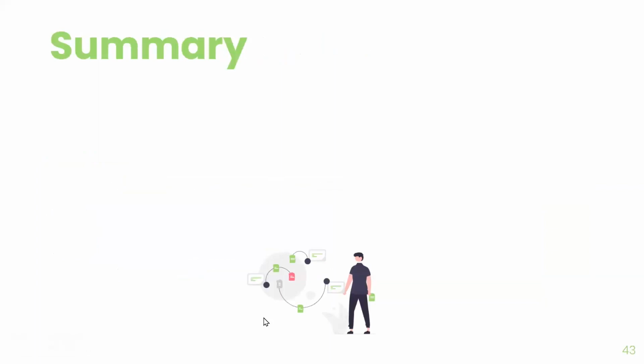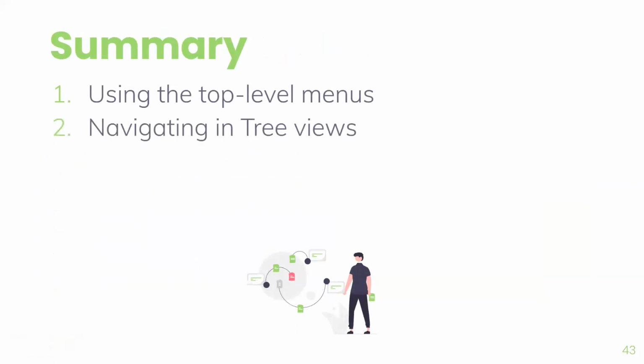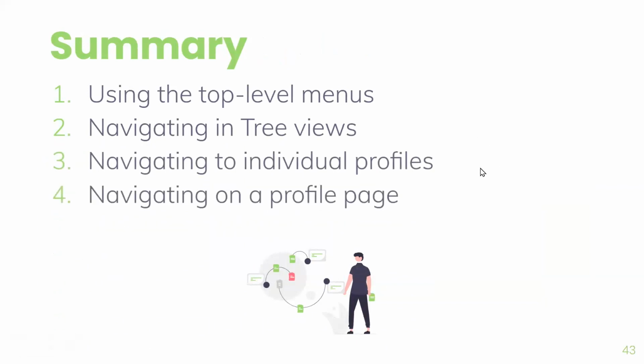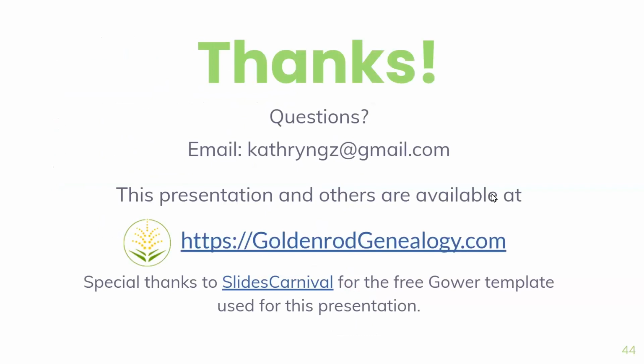So this brings us to the end of our webinar today. Just by way of summary, we talked about the top level menu and also the secondary. So we've got that primary top level menu that you always see, then the secondary menu that depends on what you chose from the top level menu. We talked about navigating in tree views, navigating to profiles, navigating on profiles, and then finally navigating with URLs.